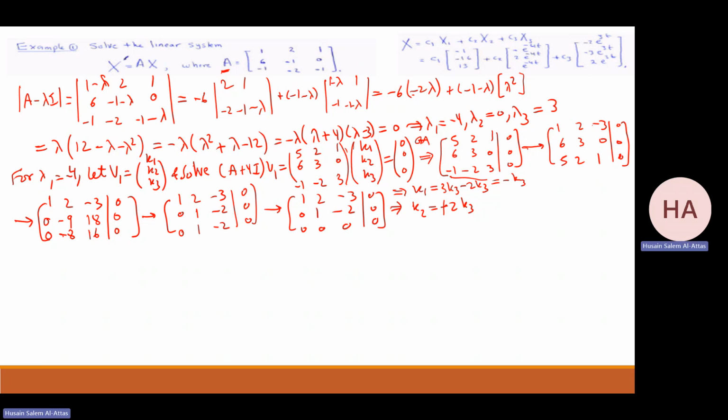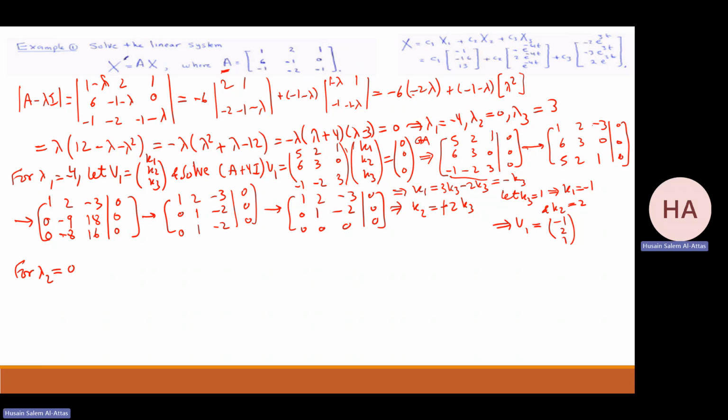That gives me minus K3. So I let K3 be equal to 1. So that gives me K1 is minus 1, and K2 equal to 2. So it will be V1. It will be minus 1, 2, 1. Yes, correct.